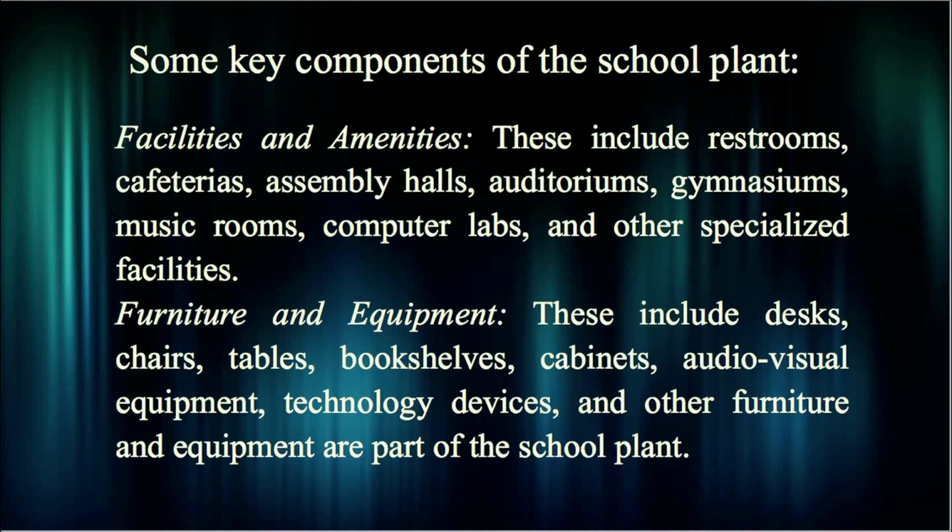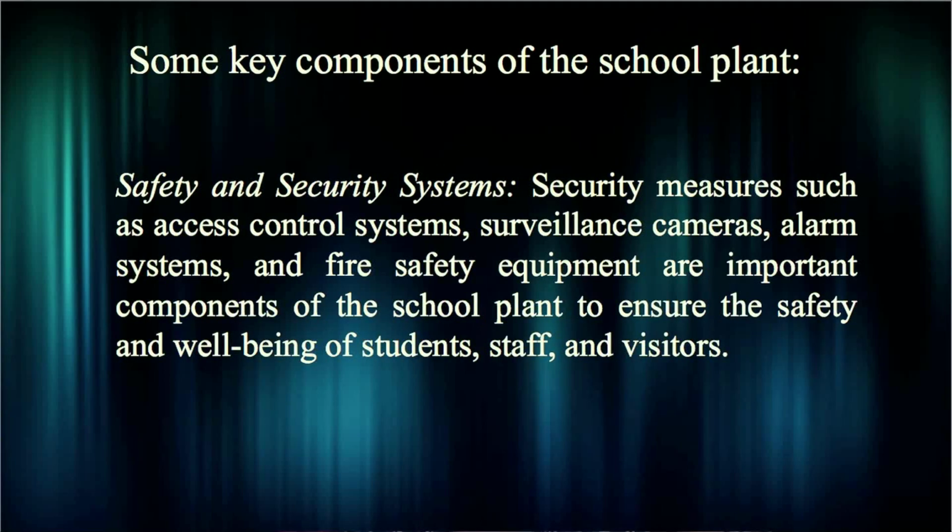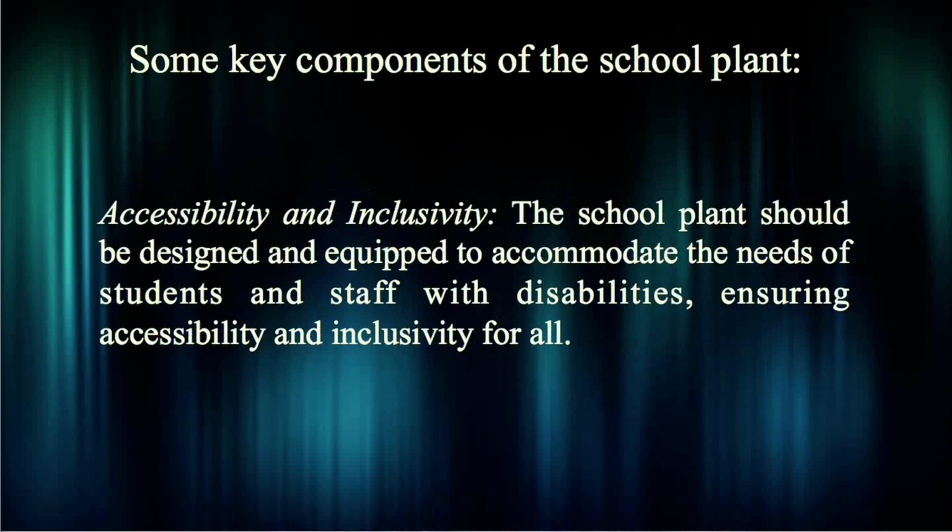Again, we have to talk about the furniture and equipment, which includes desks, chairs, tables, bookshelves, cabinets, audiovisual equipment, technology devices and other furniture and equipment that are a part of the school plant. Then the security measures, such as the access control system, surveillance cameras, alarm system, and fire safety equipment are a very important component of a school plant. Again, the accessibility and inclusivity. The school plant should be designed and equipped to accommodate the needs of students and staff with disabilities, ensuring accessibility and inclusivity for all.